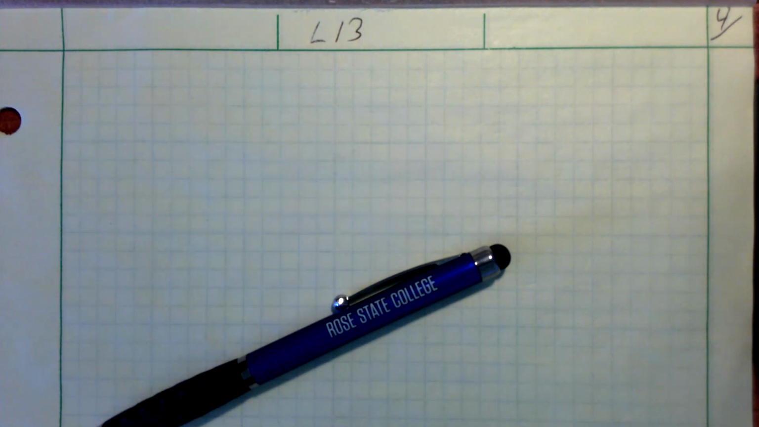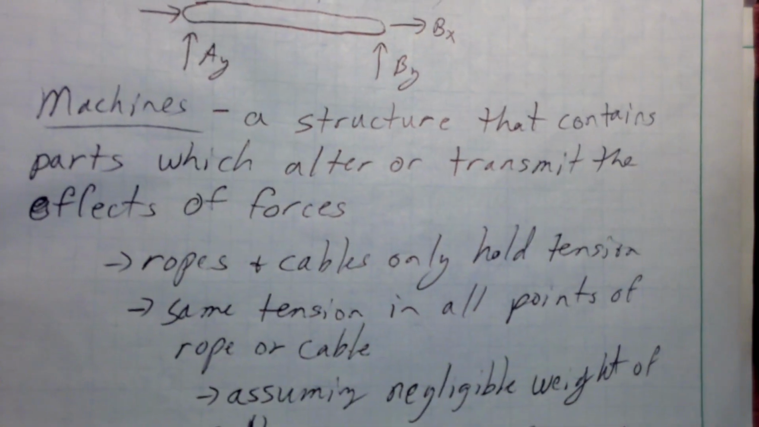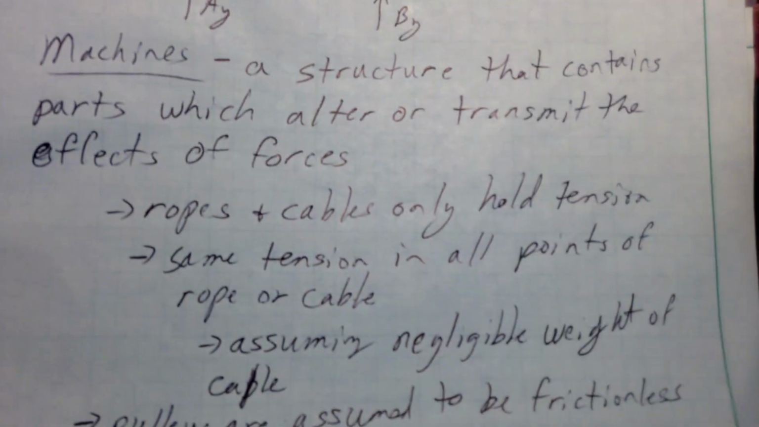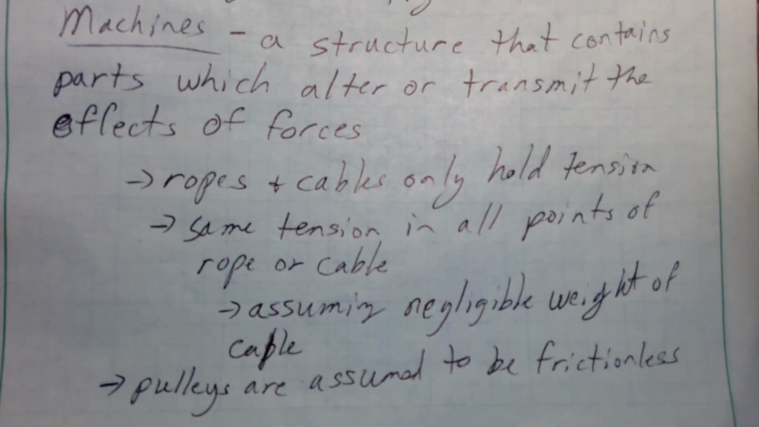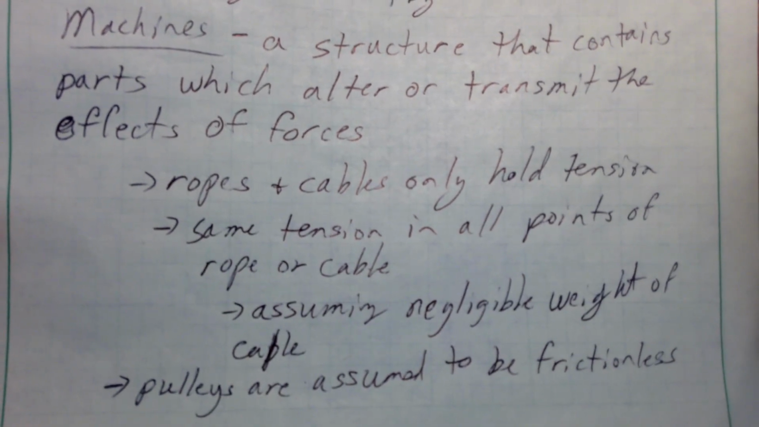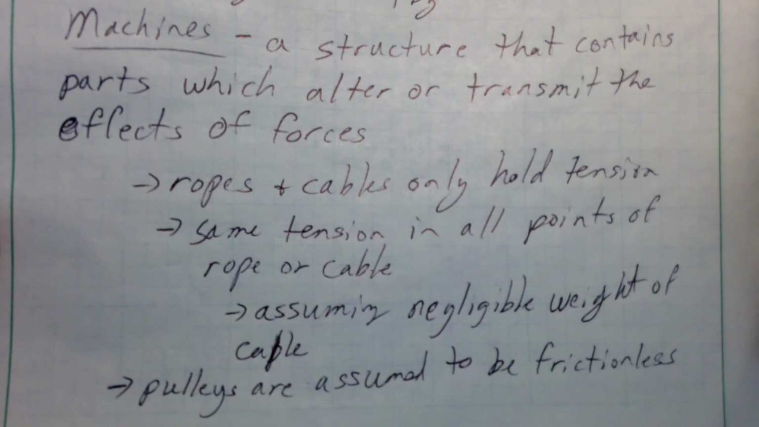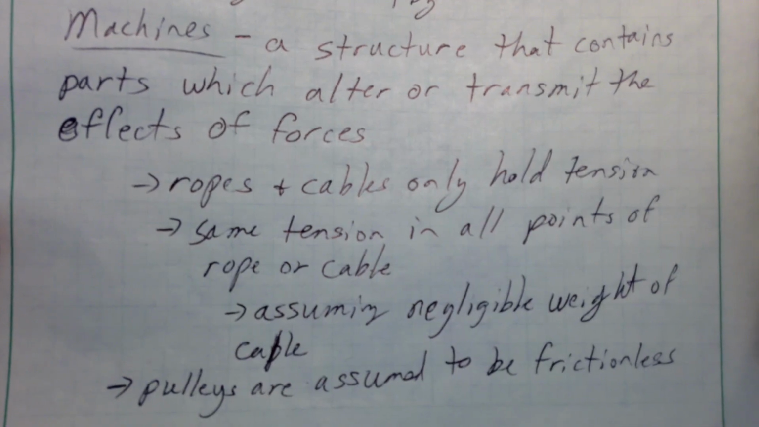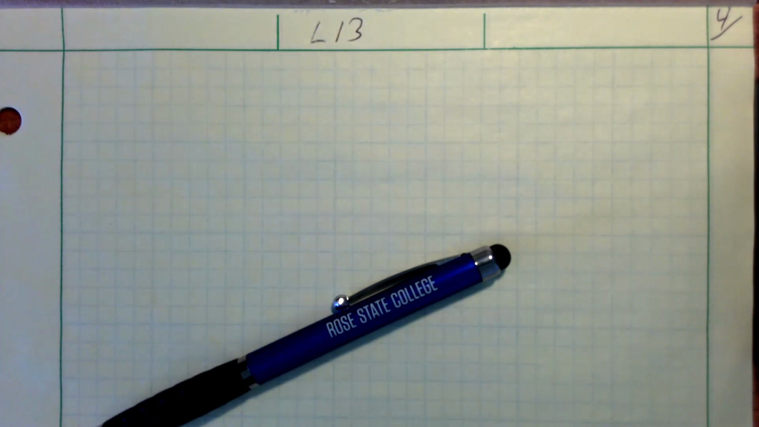So if we keep going, talking about frames and machines, if we go back to page 1, we introduced this concept of machines: any structure that contains parts which alter or transmit the effects of forces. And again, ropes and cables are only going to hold tension, and it's the same tension at all points in that rope or cable. So we're going to employ that here. And also, pulleys are assumed to be frictionless. So we're going to employ those two concepts.